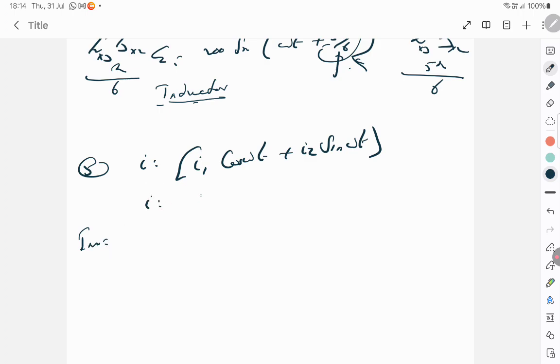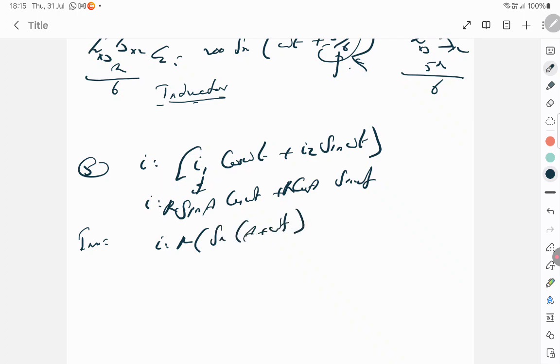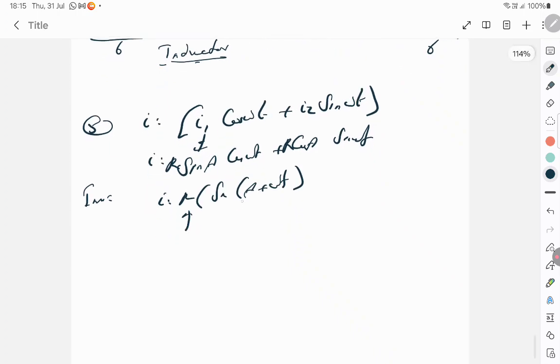Let's see. This can be written as I1 cos omega t plus I2 sin omega t. Can I convert this into sin A cos B plus cos A sin B? Can I write this as sin A and cos omega t plus cos A sin omega t? I'm just exploring. I still don't know. Can we have it as R sin A and R cos A, where R into sin of (omega t plus A), and this is my maximum amplitude?